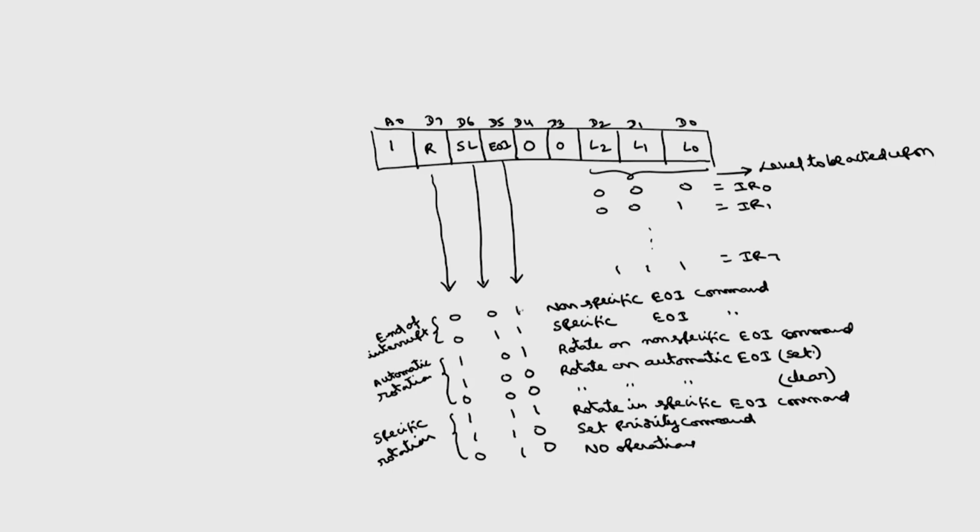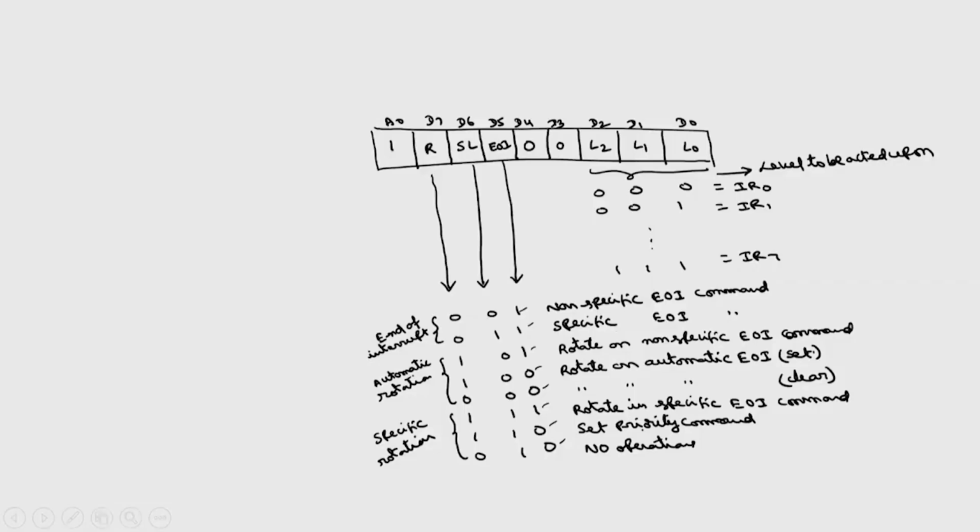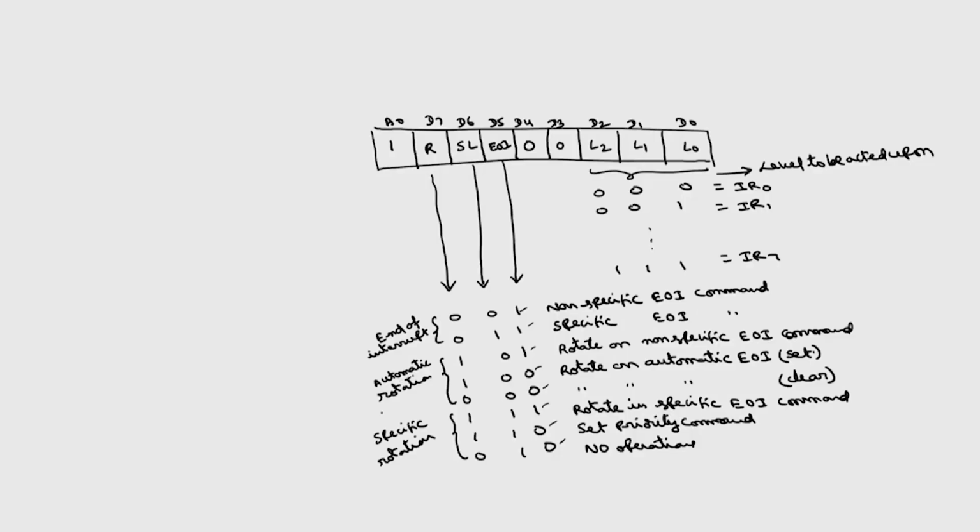Because these two represent end of interrupt, these three will be automatic rotation, and these three will be specific rotation, that is why I have given this in random order. Okay. And this non-specific and specific EOI I have just explained. And for specific rotation and automatic rotation, we have discussed this in the earlier class.